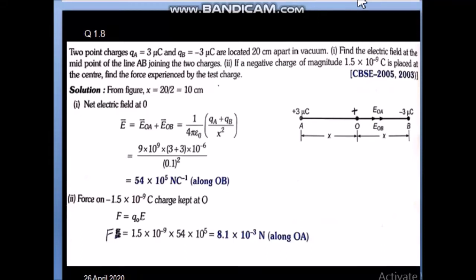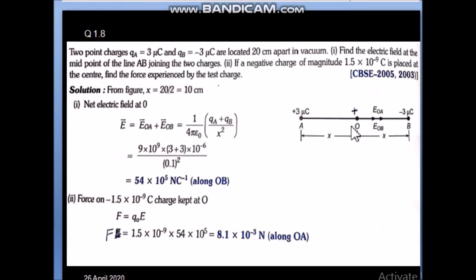Let us see question number 1.8 of NCERT chapter 1. Two charges 3 microcoulomb and minus 3 microcoulomb are located 20 centimeter apart in vacuum. So we have shown in the diagram plus 3 microcoulomb and minus 3 microcoulomb at A and B. Total distance is 20 centimeter. Our target is that we have to find the electric field at the midpoint.